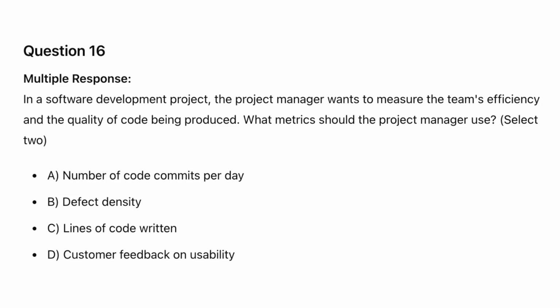Question 16. In a software development project, the project manager wants to measure the team's efficiency and the quality of code being produced. What metrics should the project manager use? Select 2. A. Number of code commits per day. B. Defect density. C. Lines of code written. D. Customer feedback on usability.